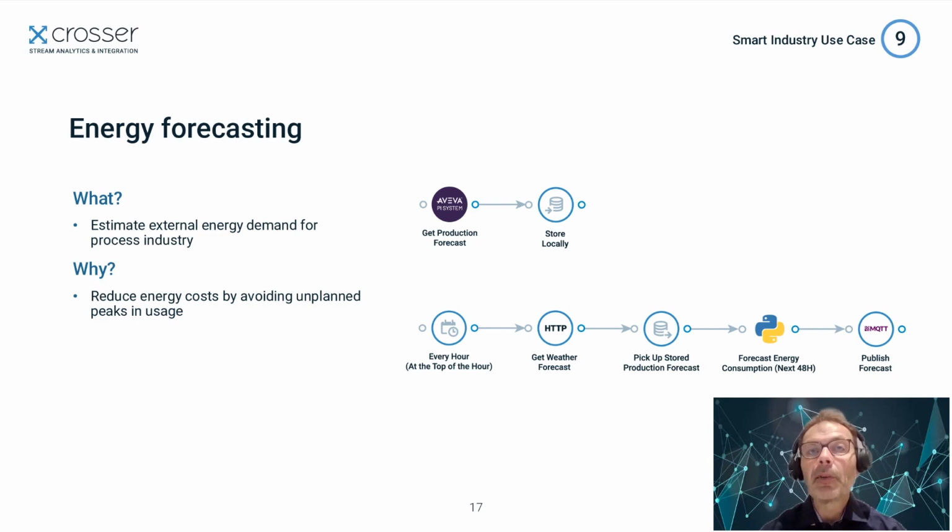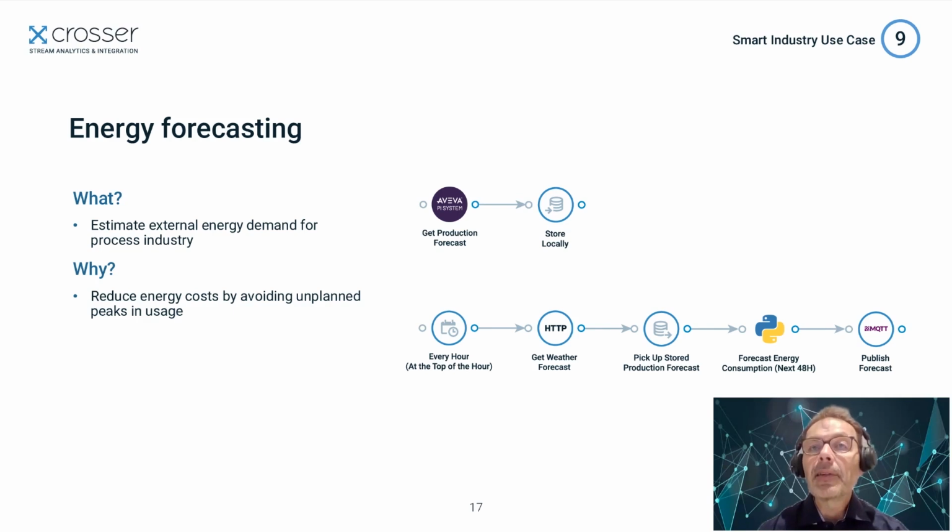And then the lower part of the flow runs once every hour to create a new forecast for the external energy provider. Whenever that part of the flow is triggered, we start by using an external weather service to get the weather forecast, so we can use the external temperature forecasts as part of this. Then we pick up the latest production forecast from our internal storage, and this is then used as input into the forecasting algorithm that the customer has developed and which is implemented in Python and runs inside this Python module.